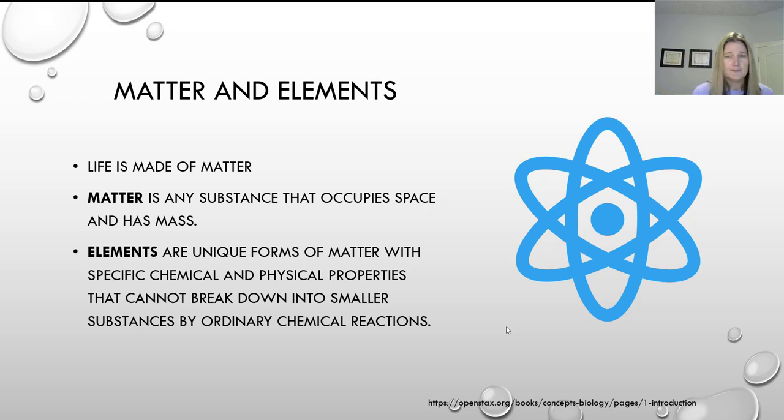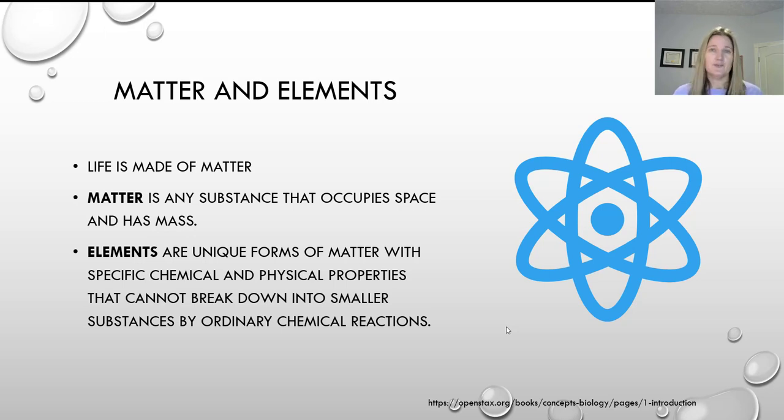When we're talking about matter, we can look at the unique parts of matter. Different unique forms of matter with specific chemical and physical properties are known as elements. And these specific elements cannot be broken down into smaller substances by ordinary chemical reactions. You may have some understanding of what elements are if you've ever taken a look at the periodic table, and we're going to get very familiar with the periodic table in this video.